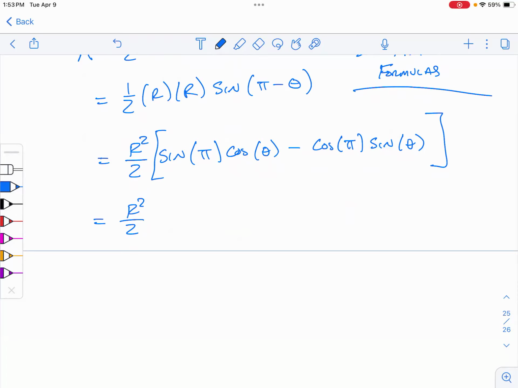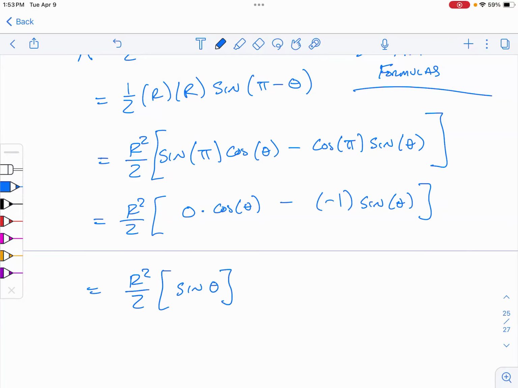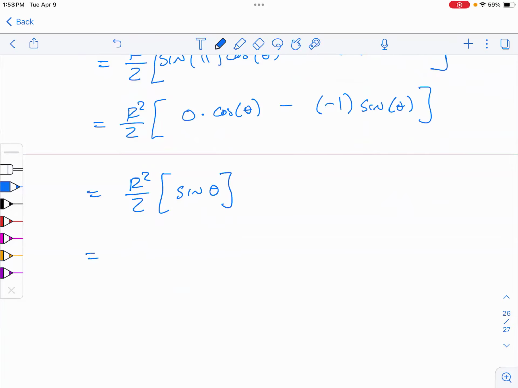So sine of pi is zero. Cosine of pi is negative 1, and negative makes that sine of theta. And then it actually simplifies down pretty nicely.